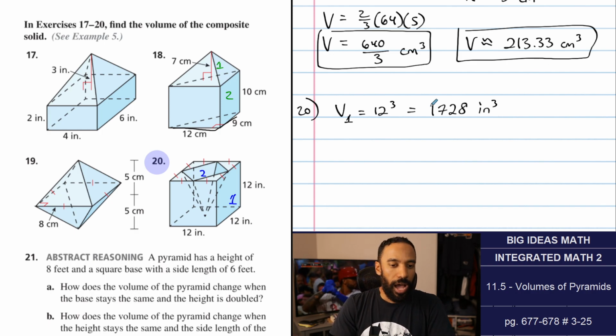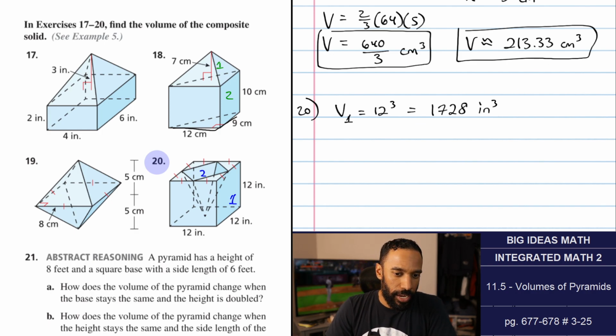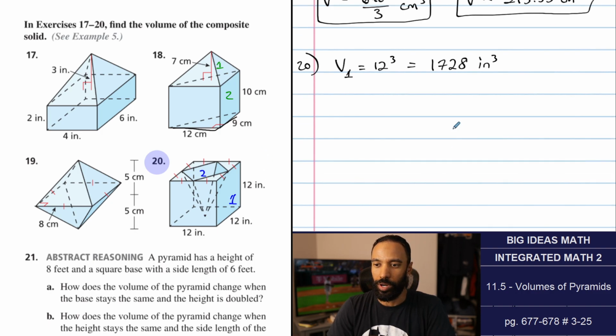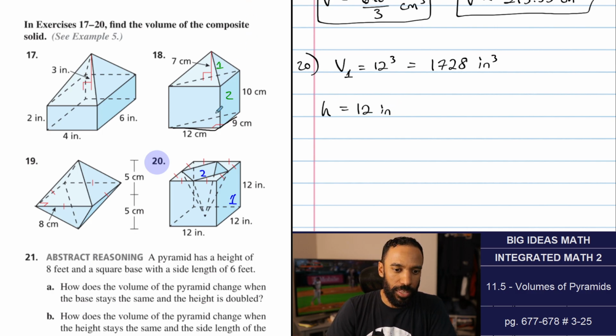Volume of object 2. Here's the thing. They didn't give us any lengths of this thing. Obviously, the height is what it is. The height is going to be 12 inches. It's the same as the prism. But they didn't give you lengths of these other guys. But they did mention congruency here.